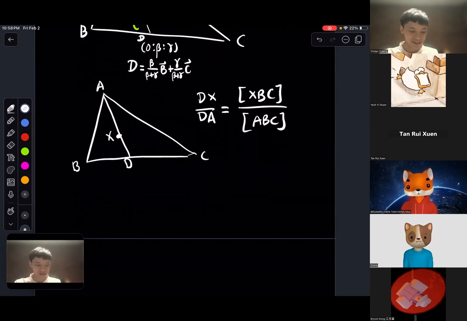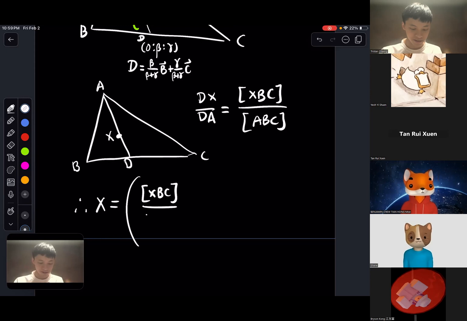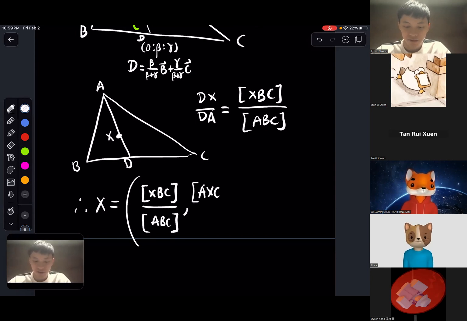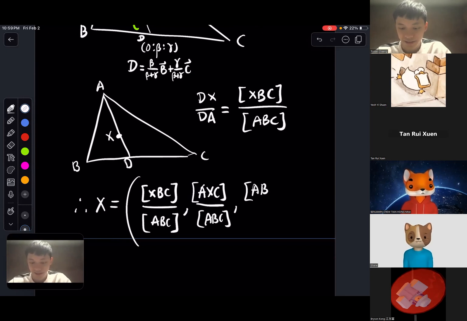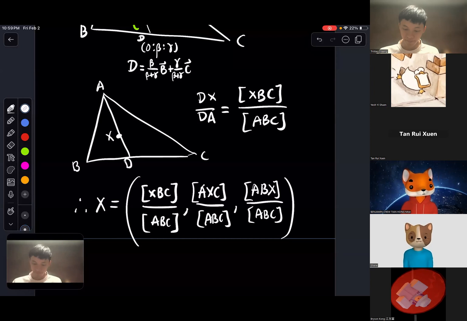Okay, therefore, concluded, the barycentric coordinates of X, the first coordinate, you can just say it's this quantity, the area of XBC over the area of ABC, the whole thing. And then you can just find the other two by looping over. The area is signed. So this is another way to find the three numbers.